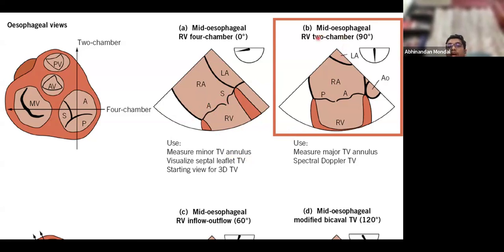Whereas in a mid-esophageal right ventricular 2-chamber view, it is 90°. It is a modified view for the tricuspid valve. From this image, if we rotate the omniplane angle towards 90°, you will get this image where the image will cut through anterior and posterior. So this is your 4-chamber view, and it is just an orthogonal image of your 2-chamber view.